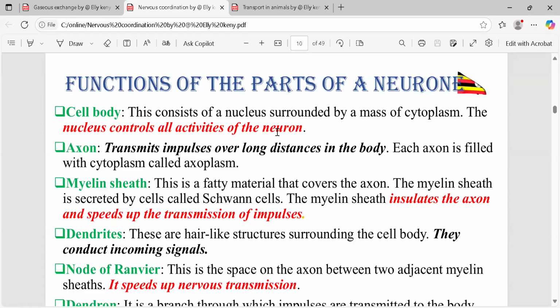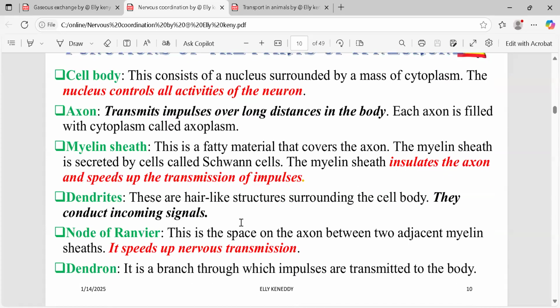Axon: this one transmits. It is something very long that transmits information over a long distance. Myelin sheath: this is a fat which insulates the axon and speeds up the transmission of impulses, meaning the more myelin sheaths you have, the faster the information travels. Dendrites: these are hair-like substances surrounding the cell body. They conduct incoming signals. We have nodes of Ranvier. This is the space on the axon between two adjacent myelin sheaths. It speeds up the nervous transmission.